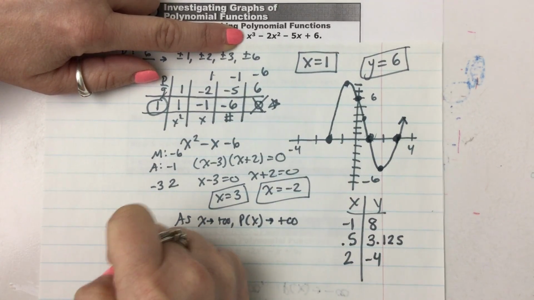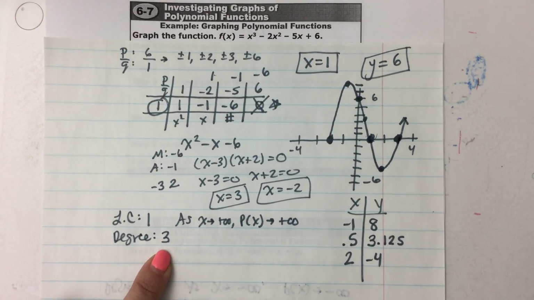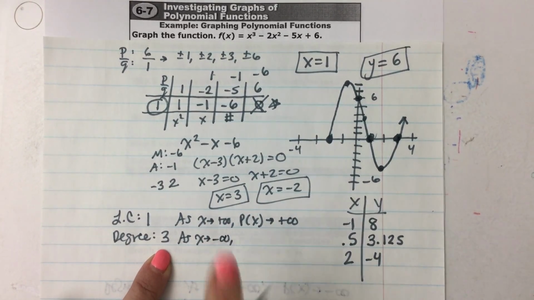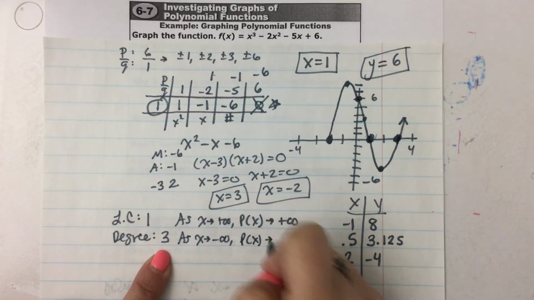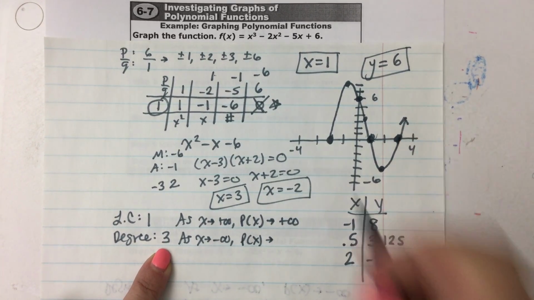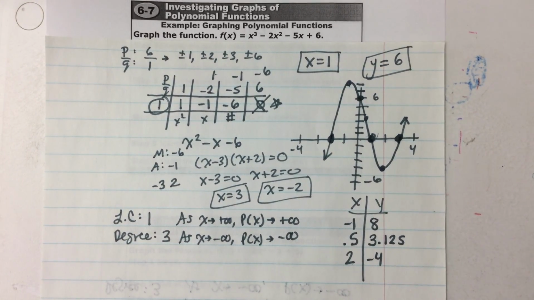Okay, now the degree. The degree is 3. 3 is an odd number. So as x approaches negative infinity, as we go to the left, our polynomial has to do the opposite side because odd degrees mean do the opposite. If this one goes up, this one goes down. And that is another example.